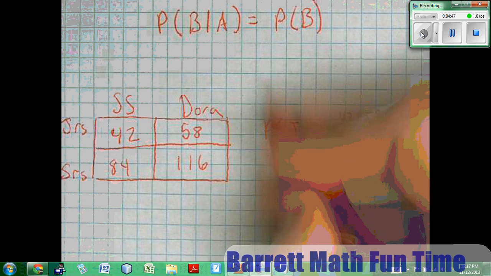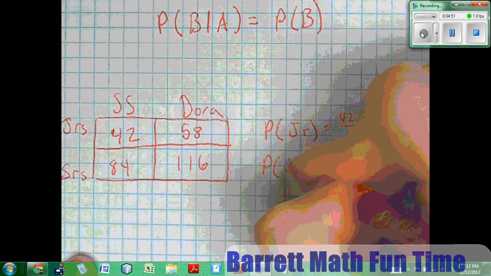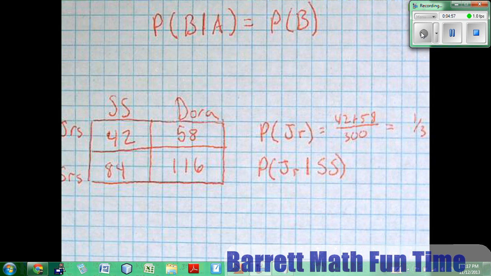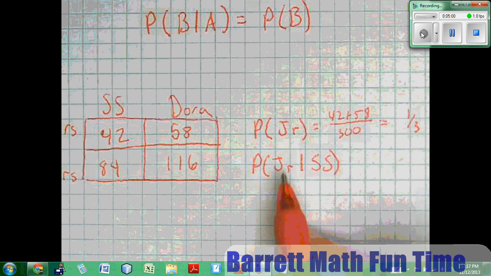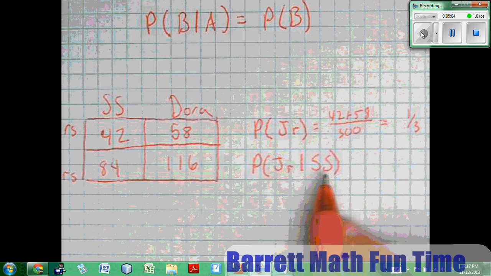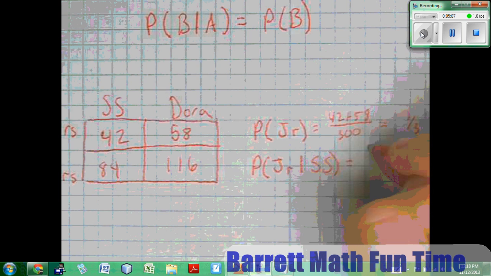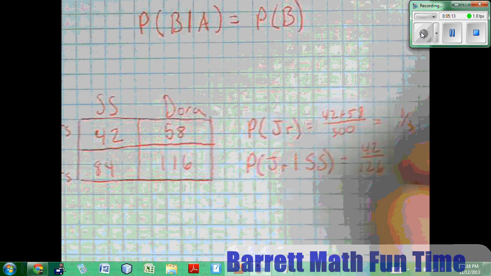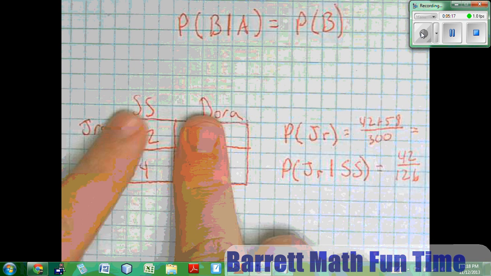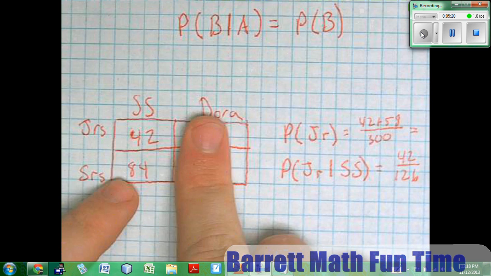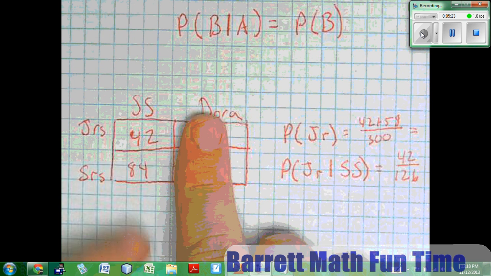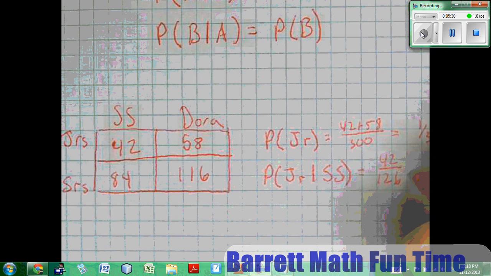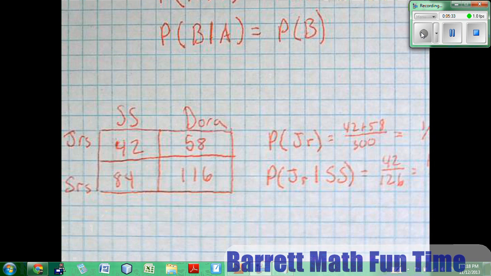Okay, what if I only pick from people that chose to watch SpongeBob? So what is the probability of selecting a junior given that I know that they chose SpongeBob? 42 out of 126. Because I know that they chose SpongeBob, so they have to be in one of these. There's only 126 people in these two boxes. So the probability that I pick a junior, given that I know they chose SpongeBob, is 42 out of 126, which is 1 out of 3.